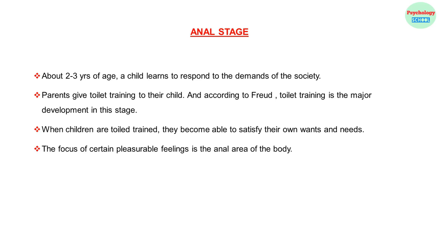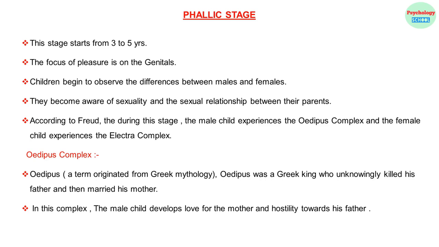Now the next stage is phallic stage, and the time period of this stage is 3 to 5 years of age. Now in this stage, the focus of pleasure is on the genitals, and the children begin to observe the differences between males and females. So according to Freud, during this stage, the male child experiences Oedipus complex and the female child experiences the Electra complex. So these two terms, Oedipus and Electra, are originated from Greek mythology.